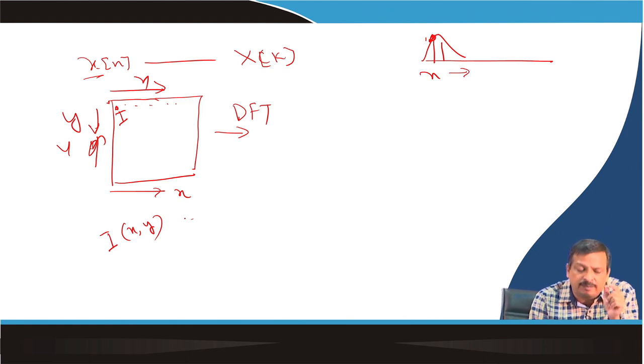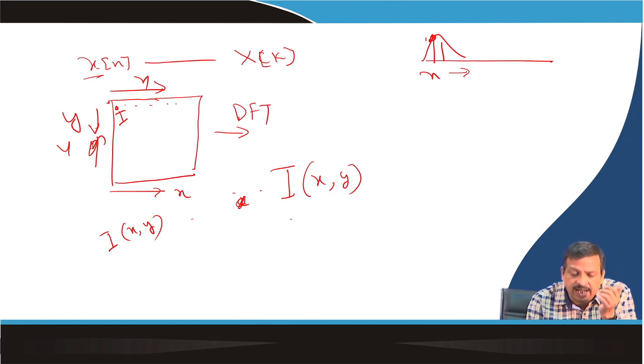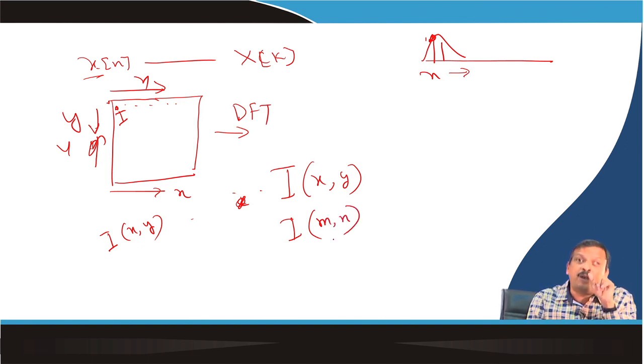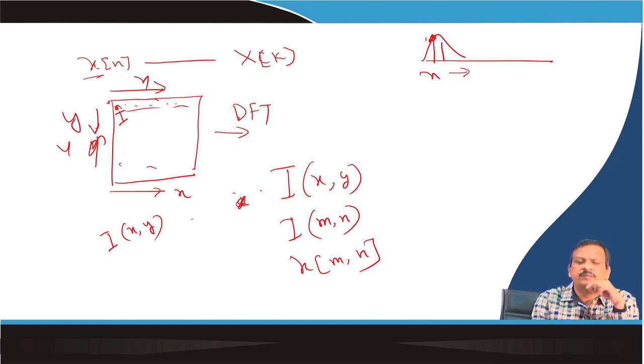Spatial signal. So, if my signal is the image I, it is a function of x and y, or I can say I has digital indices both m and n. Instead of x of n, I have I or x which has both m and n indices. First pixel 0, 0, then 0, 1, 0, 2, 0, 3, 0, 4, then 1, 0, 1, 1, like that. So, those are the matrix representation.